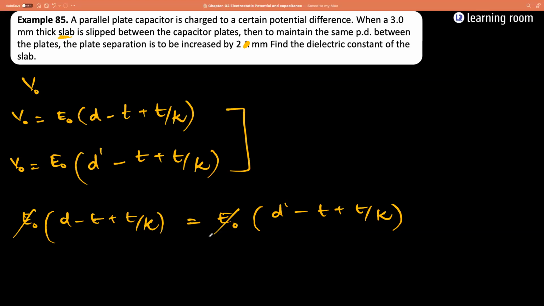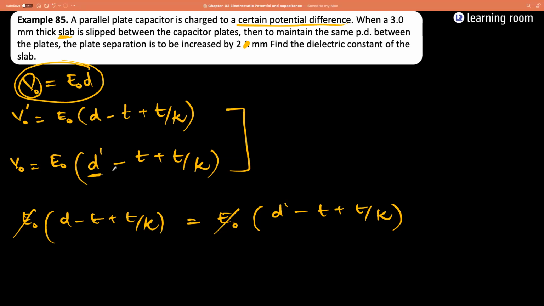Now see, actually, V naught is equal to E naught into D. Listen to this carefully, okay? So V naught is equal to E naught into D. That is the first statement. A parallel plate capacitor is charged to a certain potential difference. When a 3 mm thick glass slab is slipped between the plates, then what will happen? Potential difference will change, so it will be V naught dash. Now, to make that V naught dash equal to V naught, what they are doing is changing the distance.